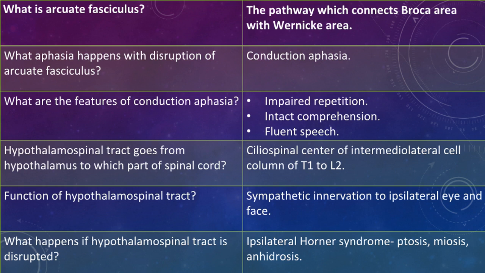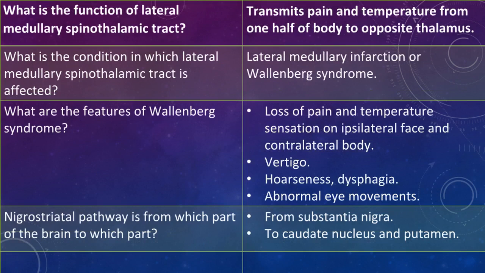Hypothalamospinal tract goes from hypothalamus to which part of spinal cord? Ciliospinal center of intermediolateral cell column of T1 to L2. Function of hypothalamospinal tract. Sympathetic innervation to ipsilateral eye and face. What happens if hypothalamospinal tract is disrupted? Ipsilateral Horner syndrome, ptosis, miosis, anhidrosis. What is the function of lateral medullary spinothalamic tract?